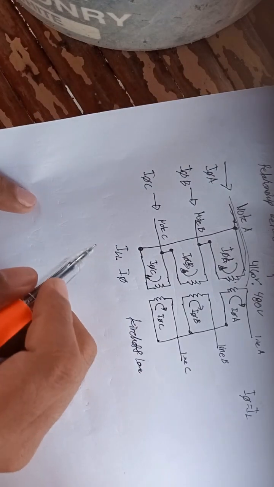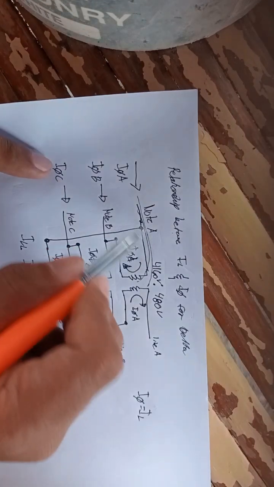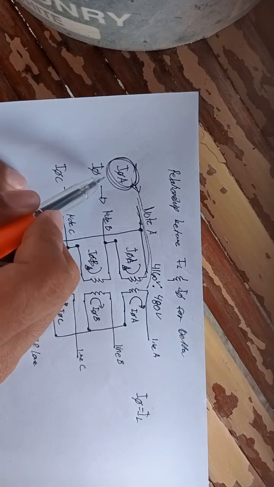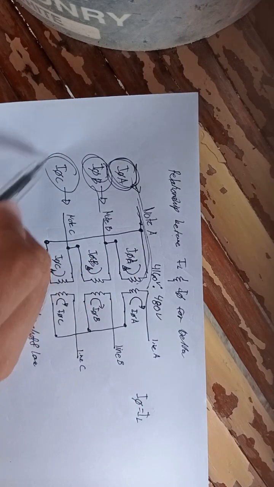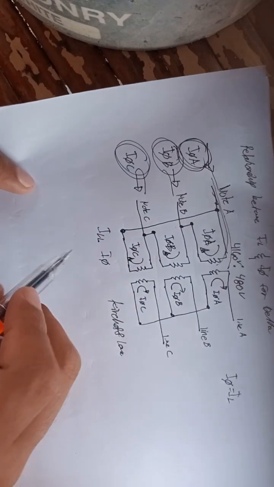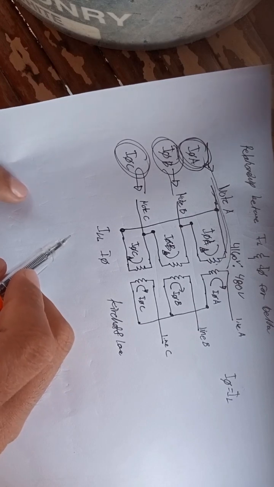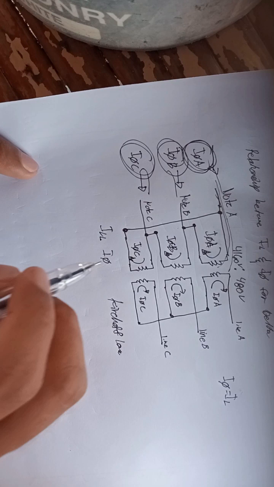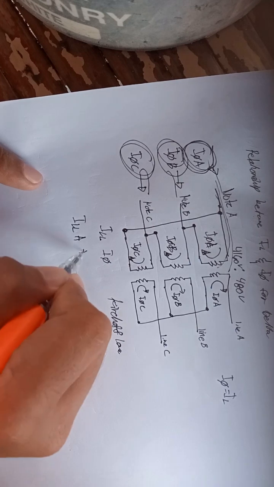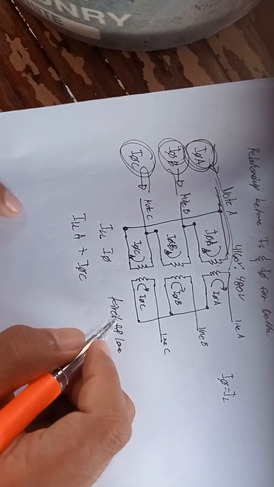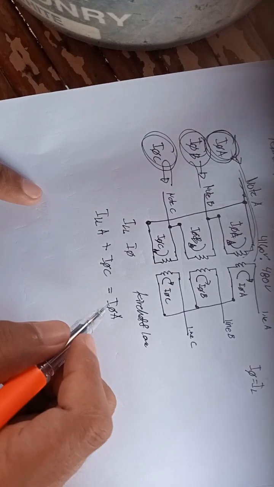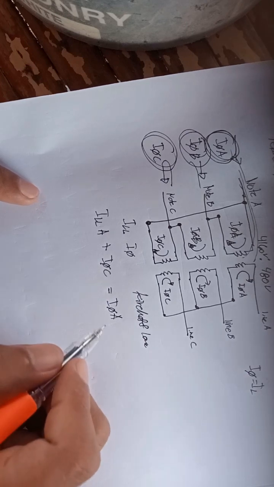So we can usually verify that line current A will flow to node A. Then same as line current B will flow to node B, and line current C will flow to node C. So as we can see, we can apply Kirchhoff's law. In applying Kirchhoff's law, we can use that line to line A plus phase C will equal to phase A. That's how we describe the relationship between line current and phase current for delta connection transformer.